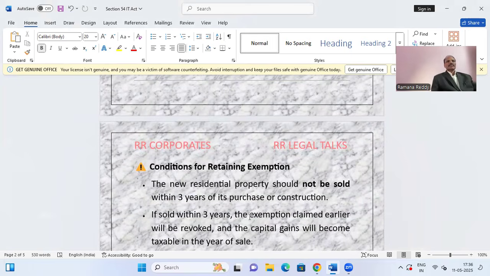So, the conditions for retaining exemption. The new residential property should not be sold within 3 years of its purchase or construction. If sold within 3 years, then the exemption claimed earlier will be revoked and the capital gain will become taxable in the year of the sale.